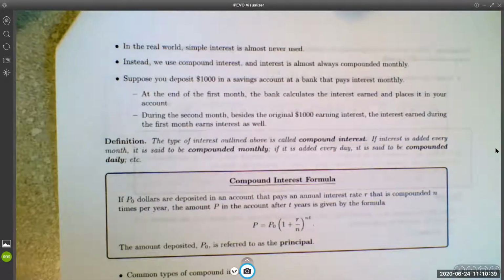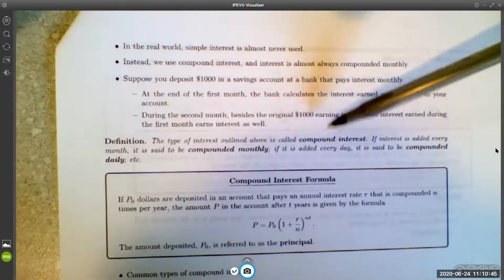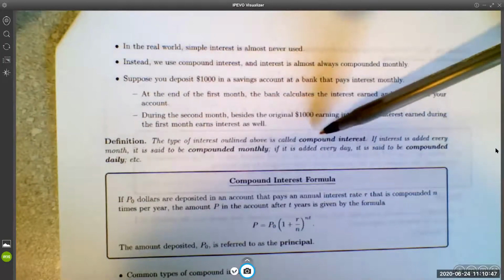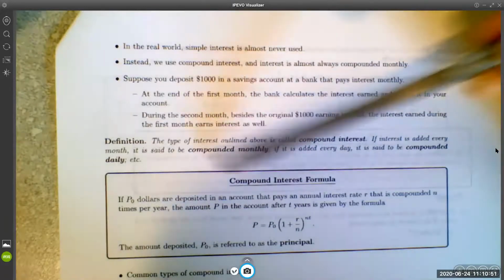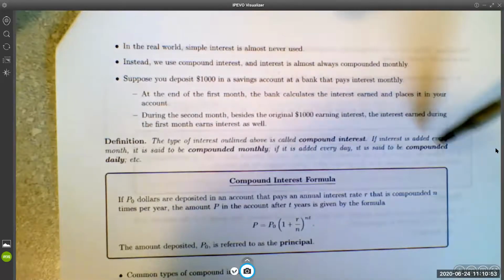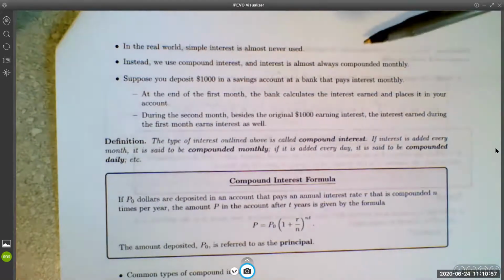In other words, the interest is compounding. That's why we call it compound interest. If interest is added every month, it's said to be compounded monthly. If it's added every day, it's said to be compounded daily. If it's added every year, it's said to be compounded annually, and so forth.